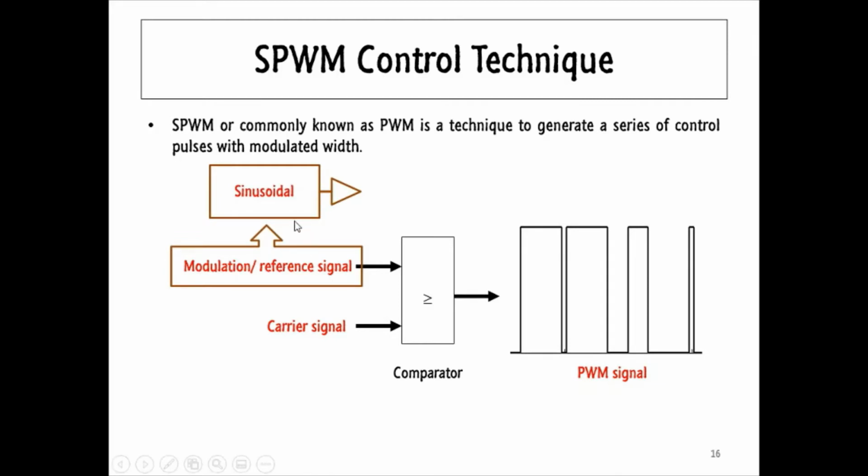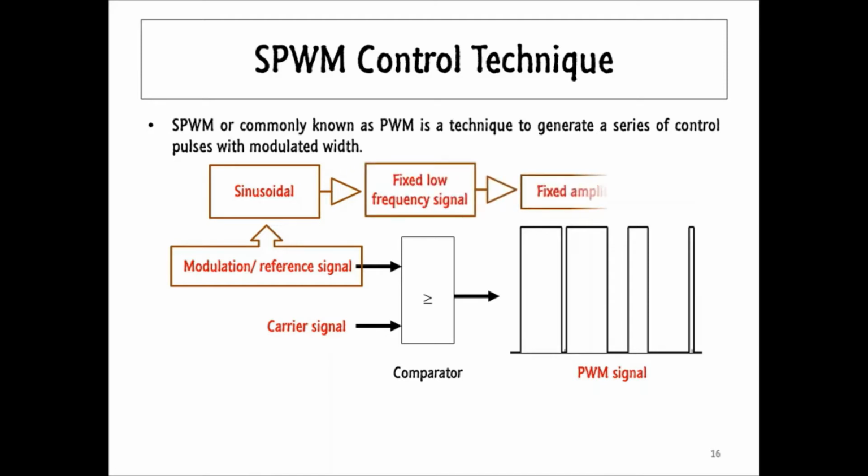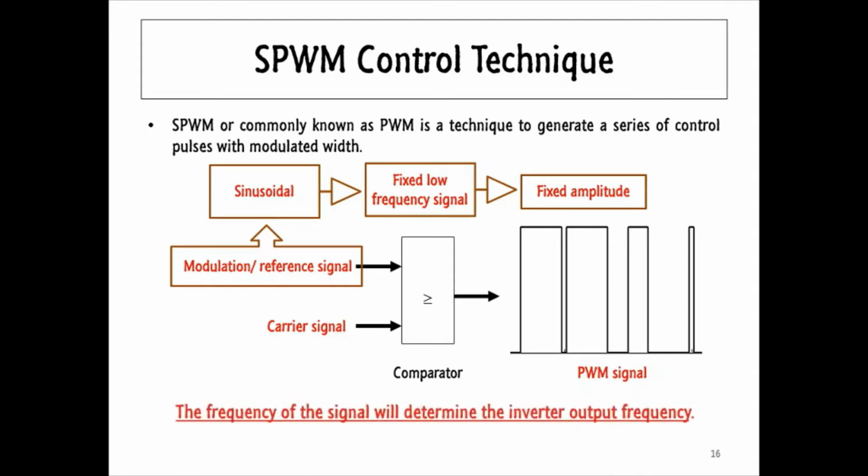Thus, by considering the reference signal, the control technique is known as a SPWM control technique. The reference signal has a fixed low frequency and a fixed amplitude. Normally, the frequency of the reference signal is following the power grid frequency, which is 50 or 60 Hz. This frequency will determine the inverter output frequency.